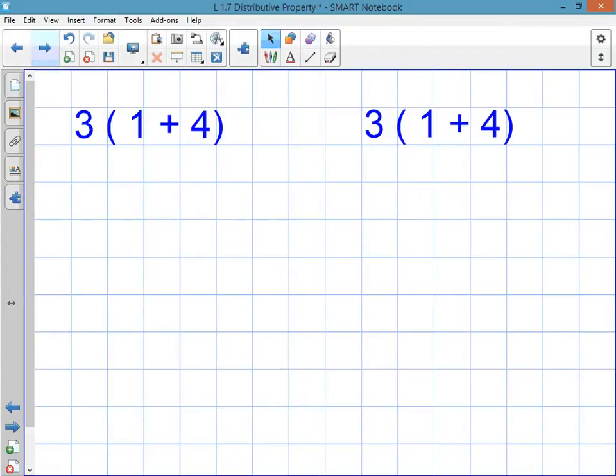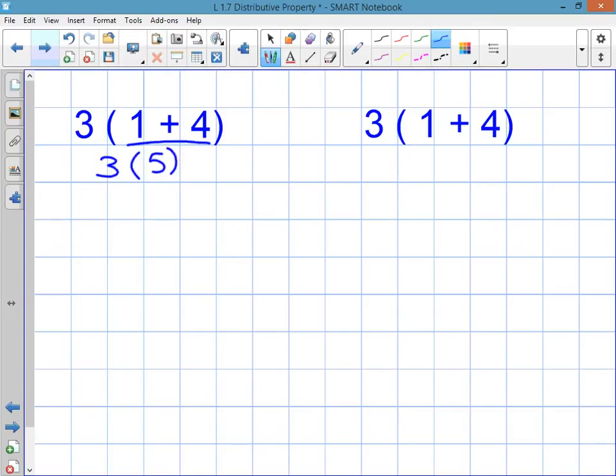Now, if I give you an expression that looks like this, 3 times parentheses 1 plus 4, most of you would just say, oh look, there's parentheses, I'm going to add 1 plus 4 together, and then I multiply 3 times 5 and get 15, and that's the correct way to do it.